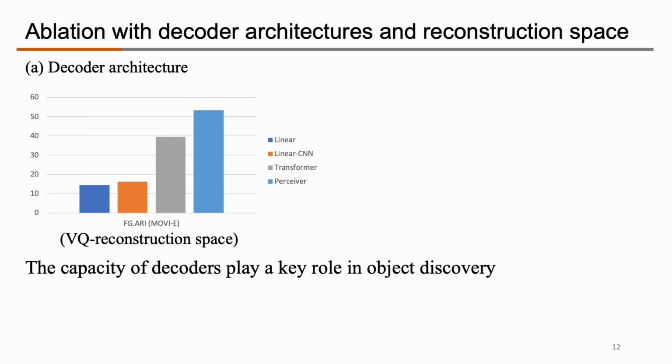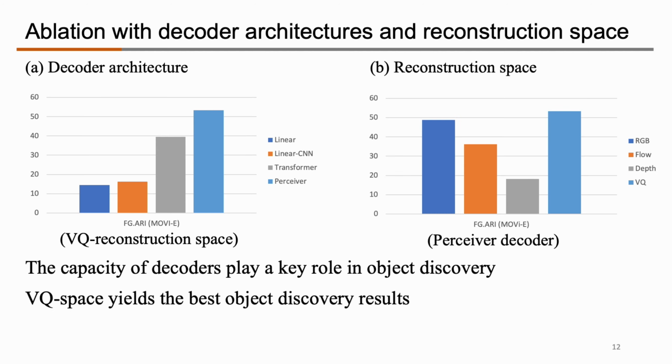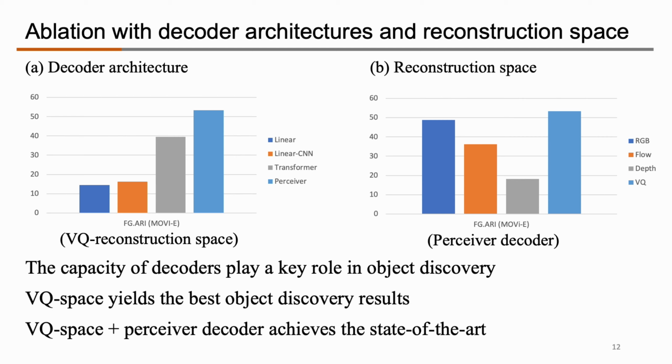We first fix the reconstruction space and ablate the choice of the decoders. We found that, indeed, the capacity of decoders plays a key role in object discovery. A more powerful decoder will bring significant improvement. Next, we fix the decoder module with the best one and ablate the reconstruction space. We find that the VQ space yields the best performance. Furthermore, we find that given a sufficiently strong decoder, reconstructing in depth or flow space does not bring further improvements compared to RGB, but can even decrease the performance. For all the following experimental evaluations, we use the most powerful VQ space and perceiver decoder for our model design.